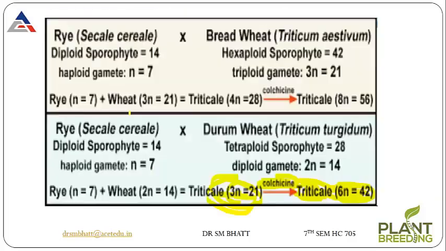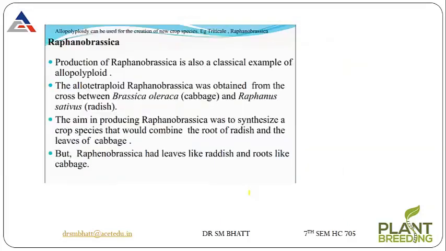Note that. If you are getting an odd number like rye and wheat, 7 and 14, you are getting 21. Right? You are getting how much chromosome number? 21. But this is sterile because this is an odd number. So you cannot eat the wheat. You have to treat them with the palchi seed. Okay.